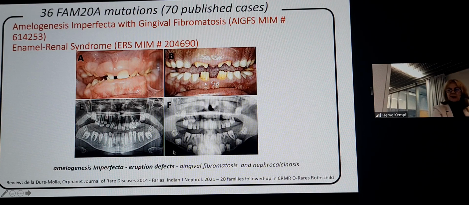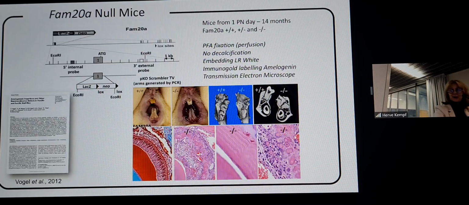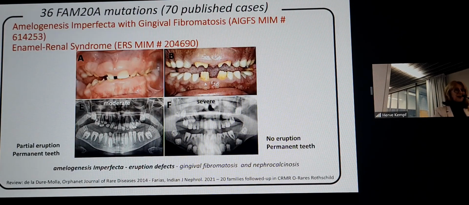eruption defect. This eruption defect may be moderate, so you will have partial eruption of permanent teeth, or it may be extremely severe. In this case, you have only lateral teeth present in the dental arch, and you have to know that in this context, we have to take off all the teeth. That is a terrible, mutilating surgery. We take part of the bone, and you see that the teeth cannot erupt, and it's really the blockage of the eruption process, which is dramatic for the patient.